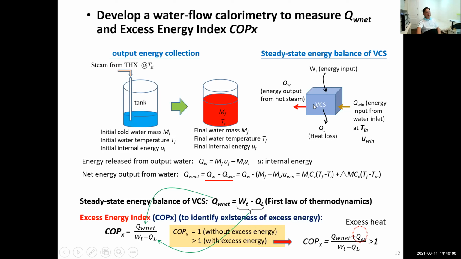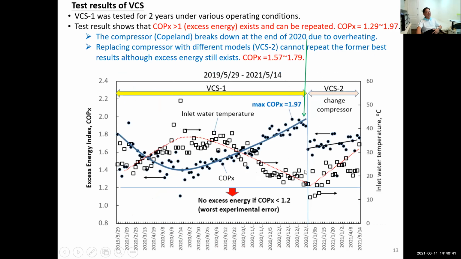And the energy balance, as I have already mentioned in the last slides, the first law of thermodynamics, is like this. I define an excess energy index, using the energy output as the numerator and the energy input as the denominator. It's the first law of thermodynamics. If nothing special happens, then COPx should be 1. If it is greater than 1, you can judge whether there is excess heat or not. It's quite a simple device and easy to operate.